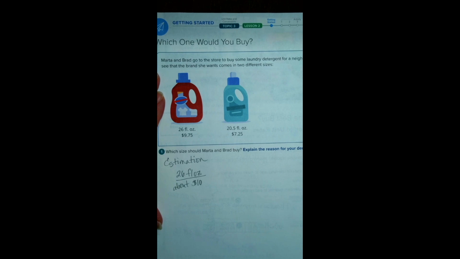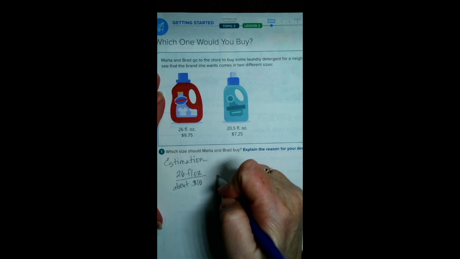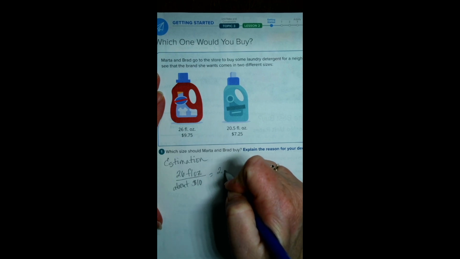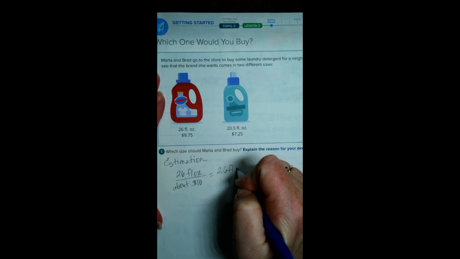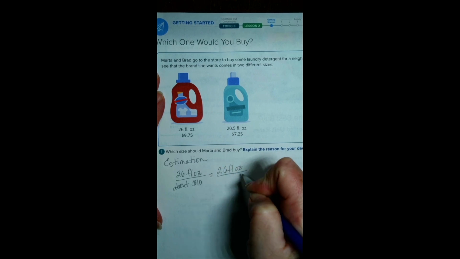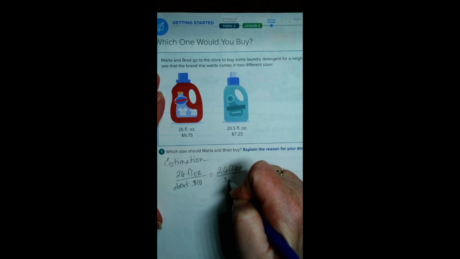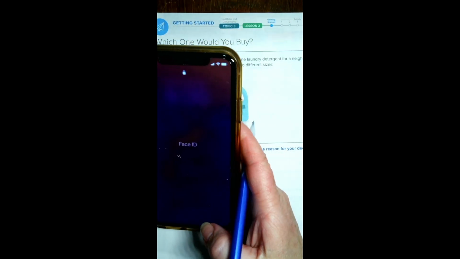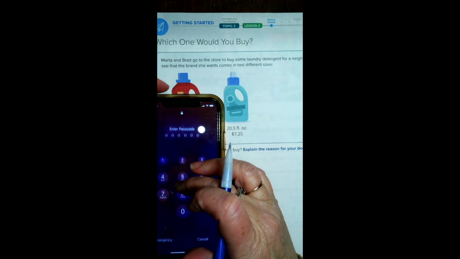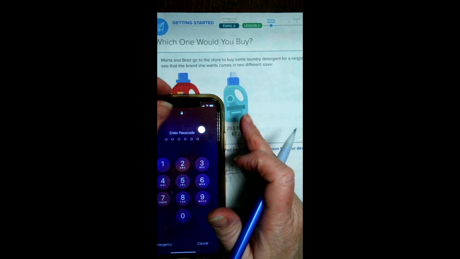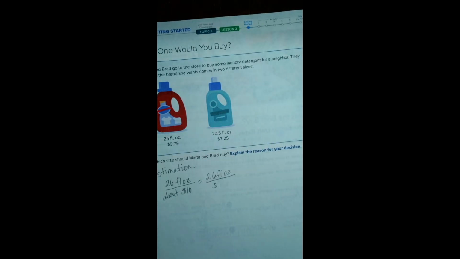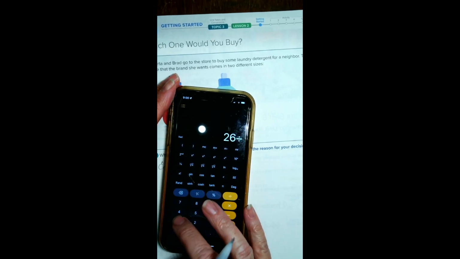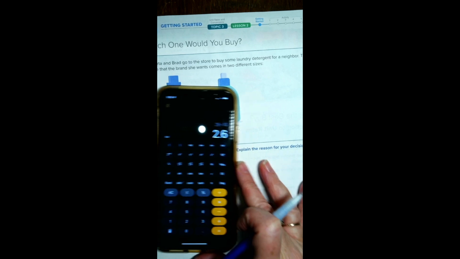So per ounce, if I divided that out, 26 divided by 10 is going to give me 2.6 fluid ounces per $1. So if I did 26 divided by 10, 2.6.